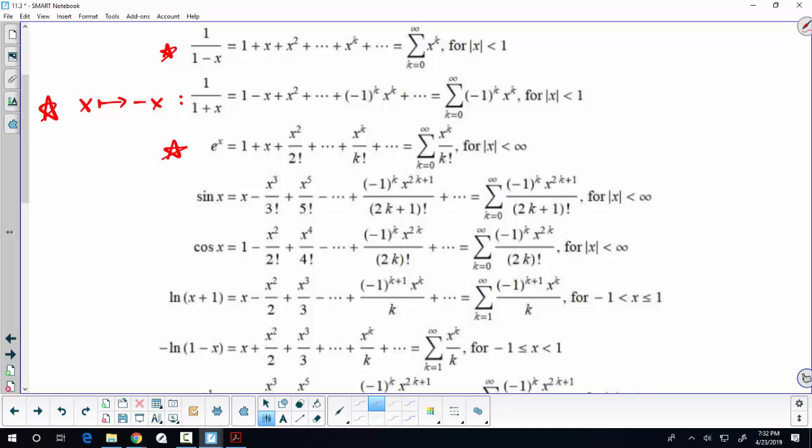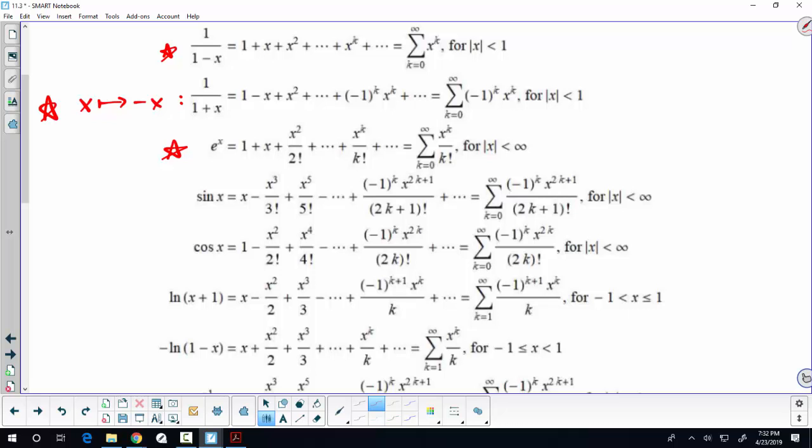e to the x. Notice sine x is an odd function, so sine consists of odd powers of x. They're all the odd powers that come from e to the x. If you remember e to the x and that the sine function's odd, just take the odd powers from the e function. Just don't forget to alternate them, because sine and cosine are both alternating series.